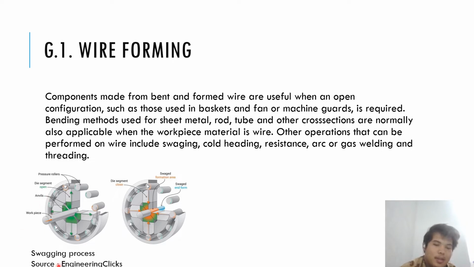And this is the example of wire forming from the swaging process. So the workpiece comes into the anvils, and then the anvils start doing their work on the workpiece, making it smaller, because swaging reduces the radius of the wire.